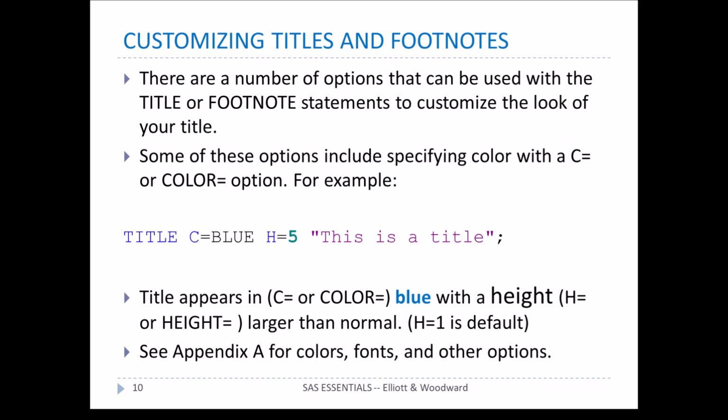So let's look at customizing titles and formats. So we can not only output titles and formats, but we can also do some things with them. Like in this example, we can cause the title to be blue with a height of 5. The normal height is 1, so this is going to be a larger one. Notice that this appears before the actual text of the title. So this will influence what this turns out to be.